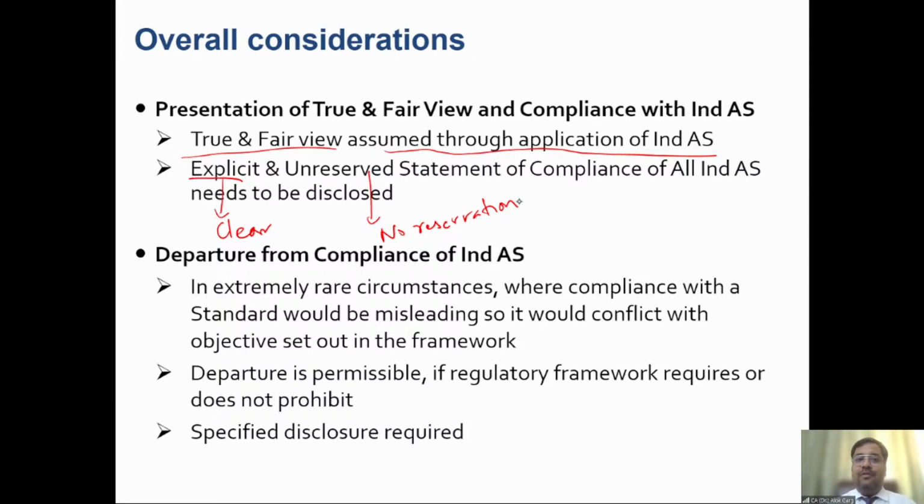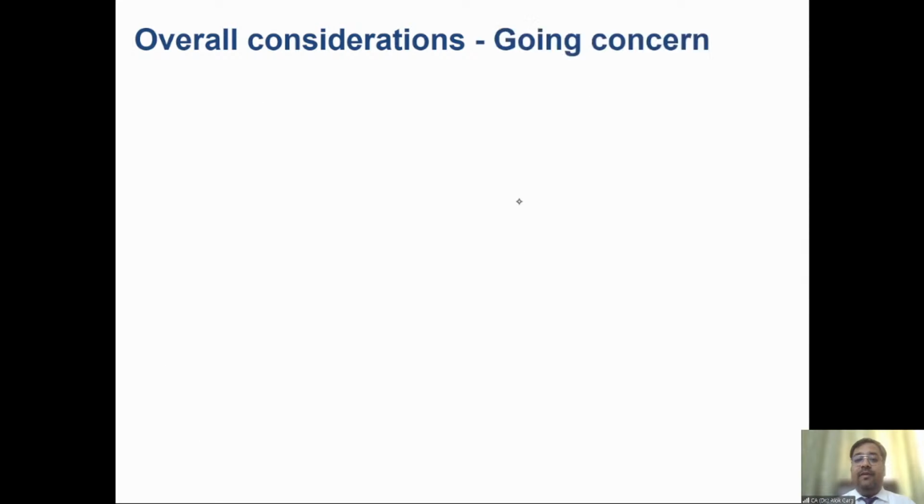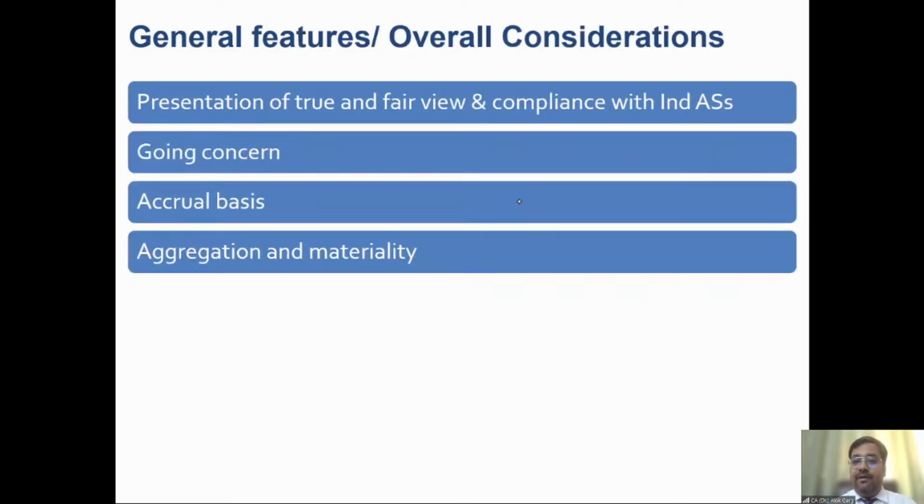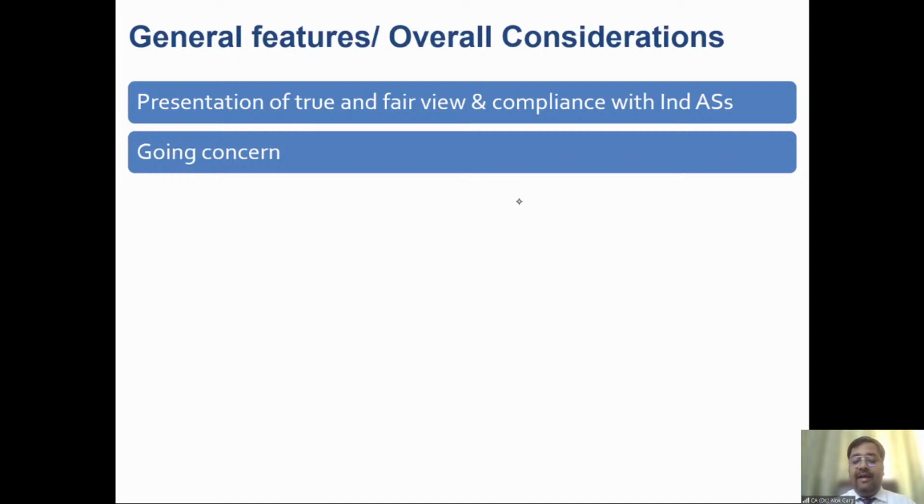Okay. So this is the requirement of true and fair view. How will this true and fair view be achieved? True and fair view will be achieved by way of compliance with all Ind AS and by way of giving a note in the notes to accounts that management has complied with all Ind AS.